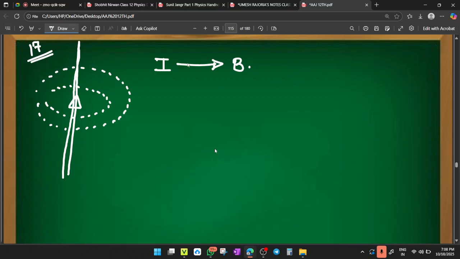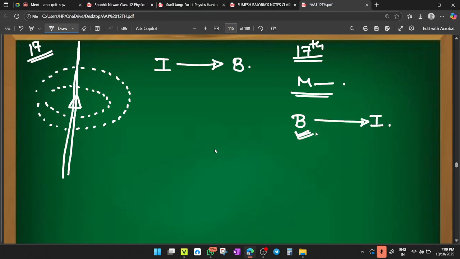But at the end of the 17th century, Michael Faraday performed the production of current with the help of magnetic field. This phenomenon is called electromagnetic induction.